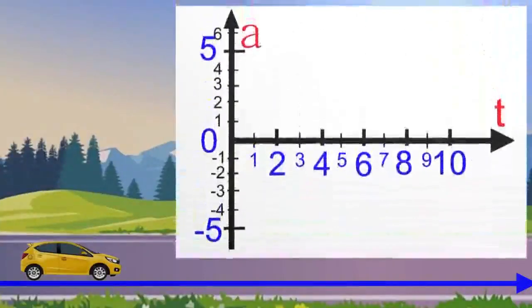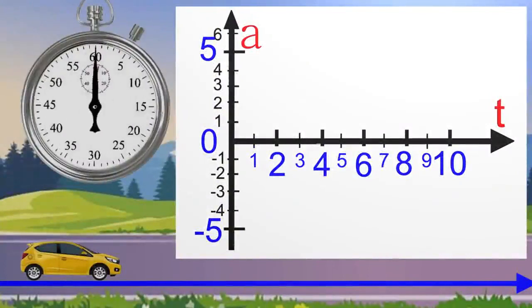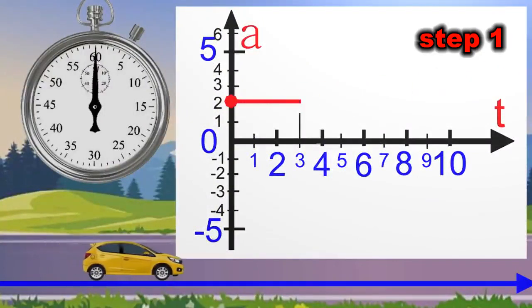Now we draw the acceleration time graph. First step. The acceleration is 2 meters per second squared, and for 3 seconds it moves at the same acceleration, that is, this line. In fact, because acceleration is constant, its graph is a straight horizontal line.